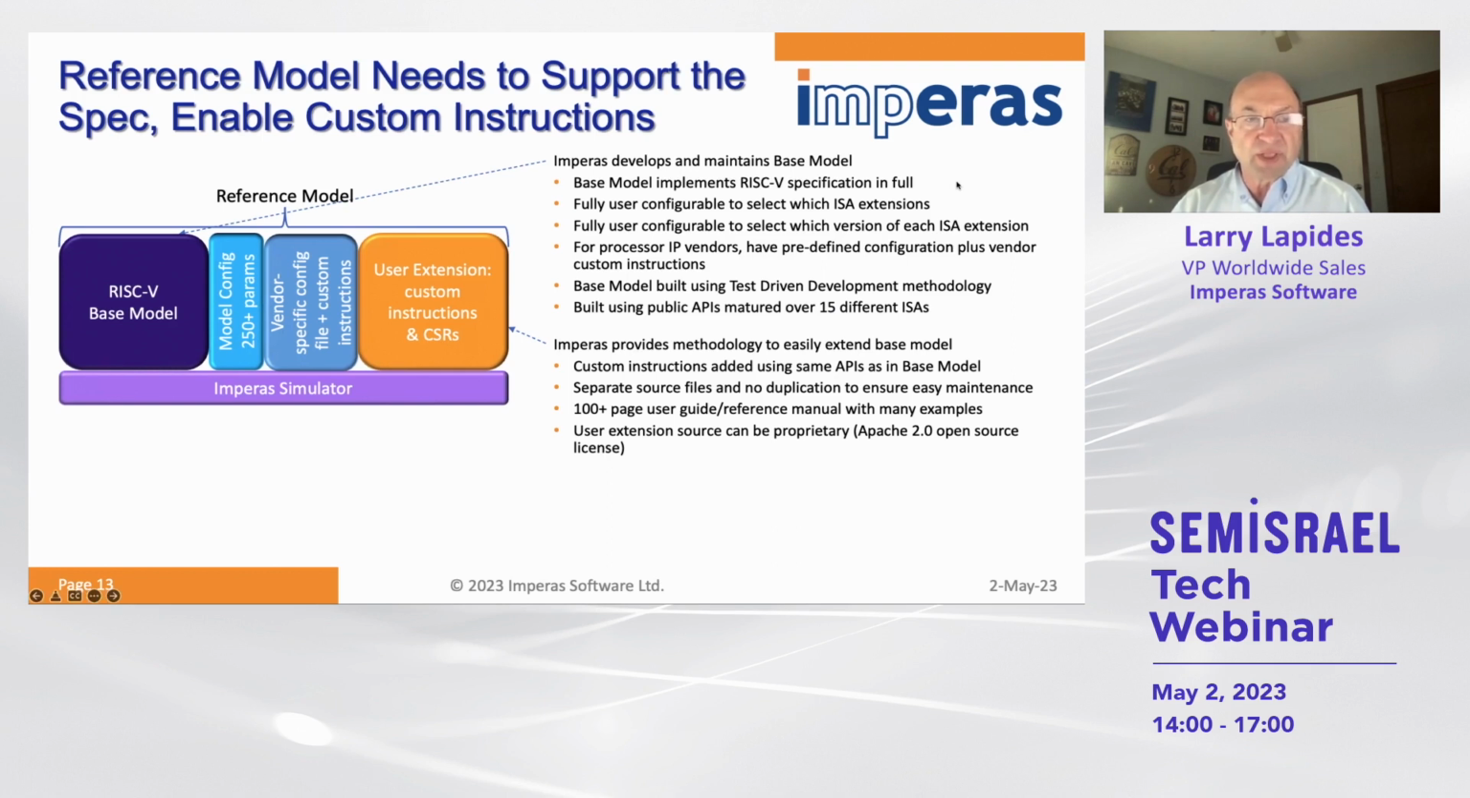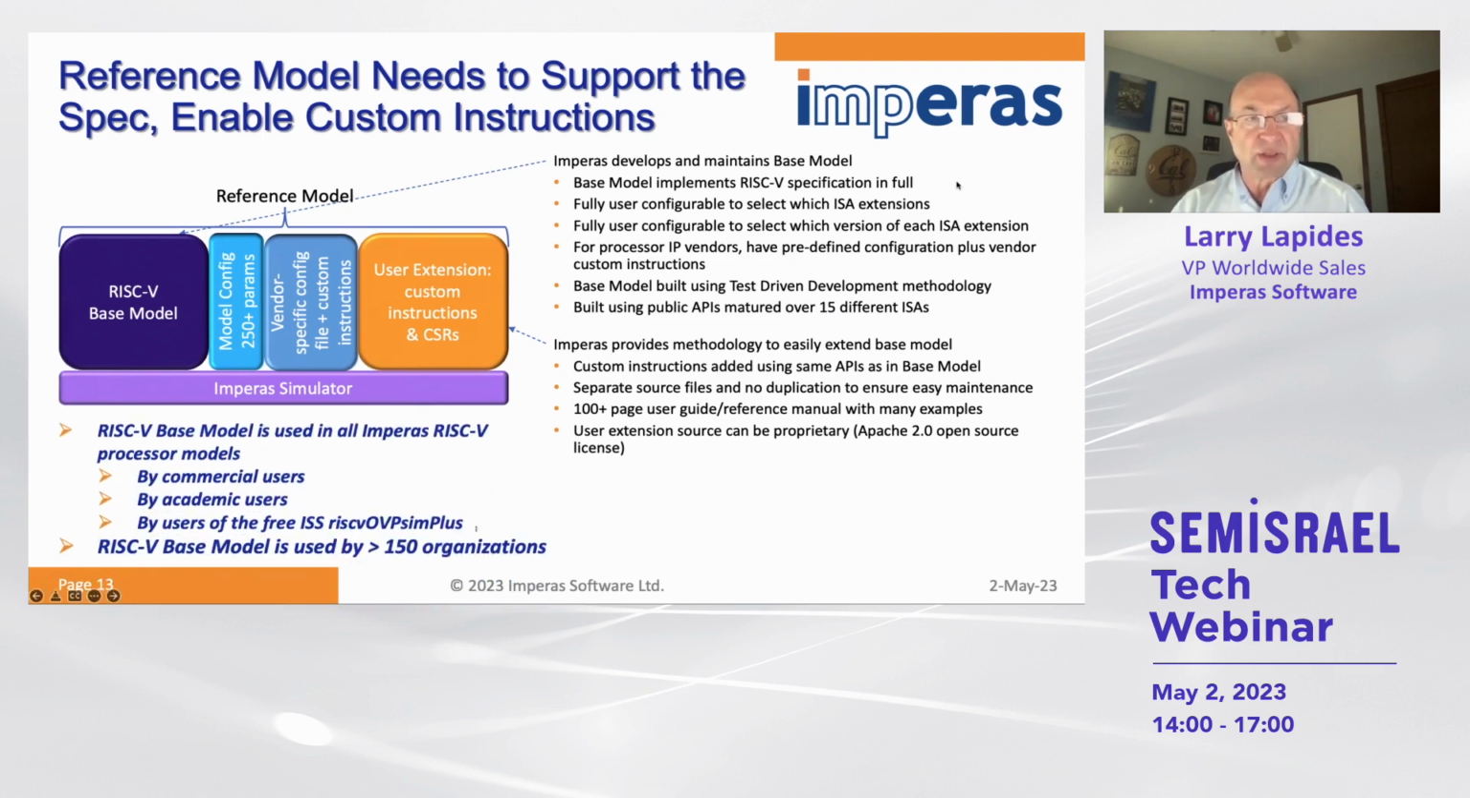So with this architecture, this RISC-V base model gets used in all Imperas RISC-V processor models. So commercial users, academic users, users of our free RISC-V OVP Sim Plus instruction set simulator, they're all using this reference model. They're all using this base model in particular, which means this base model gets used by over 150 different organizations. It's very well tested. It's proven by use in fire.